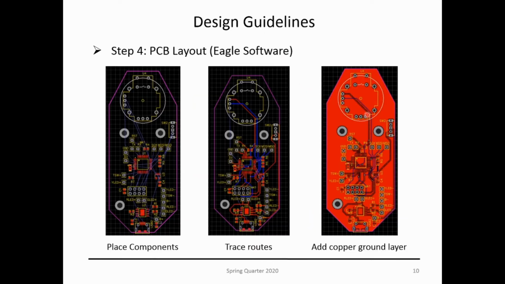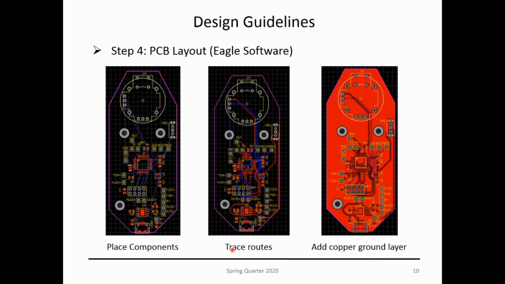Step number four, after you do the schematics, you go to your PCB layout. There are also a couple of steps that you can follow when you're doing PCB layout. The first one, you place your components without tracing any of the routes. Just place them in a way that makes sense to you, or if you have a package or size limitation, you place the components according to that.